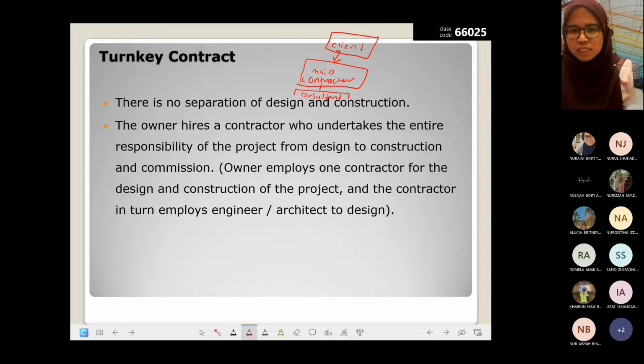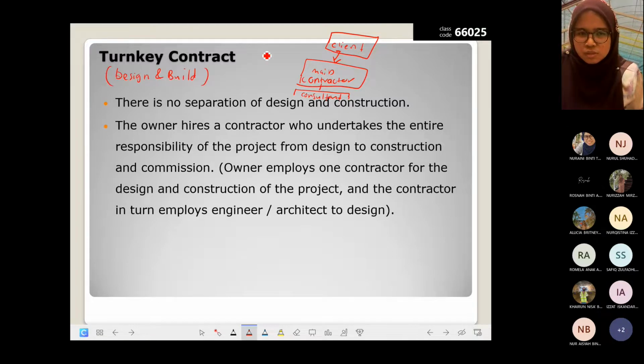So owner hire a contractor who undertake the entire responsibility of the project from design to construction and commission. Okay, owner employ one contractor for the design and construction of the project, and the contractor will employ engineer or architect to design lah. Okay, so yang untuk turnkey contract ataupun we call it as a design and build.